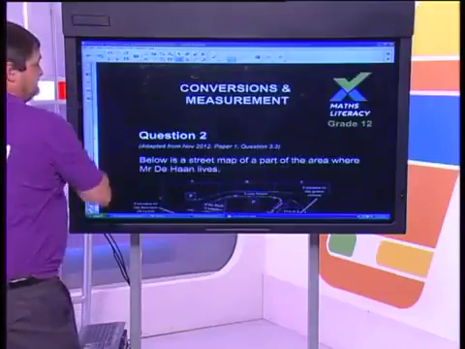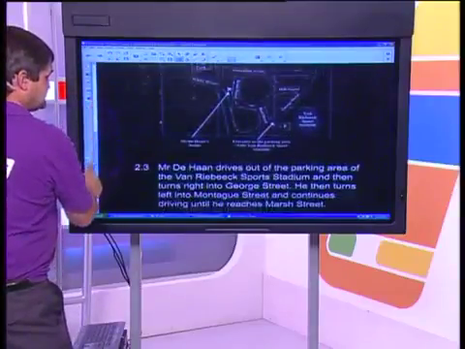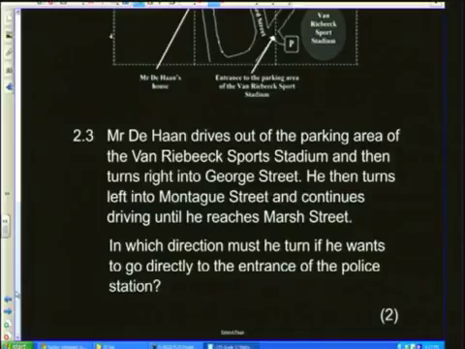Right, let's go on. Now it says Mr. Dahan drives out of the parking area of the Van Riebeek Sports Stadium and then turns right into George Street. So let's do this. And Looney, we're going to work together here, all right?